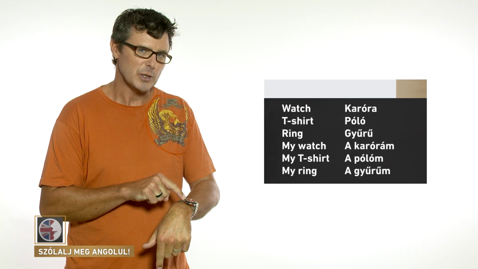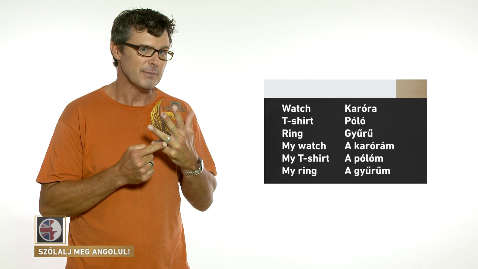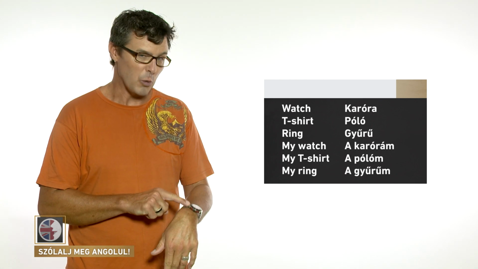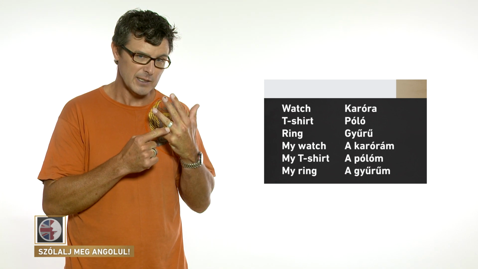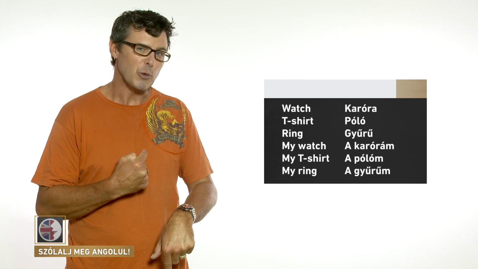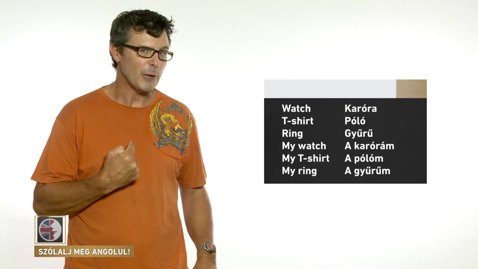So, this is a watch. This is a t-shirt. This is a ring. This is my watch. This is my t-shirt. This is my ring. Now, let's look at some more examples.